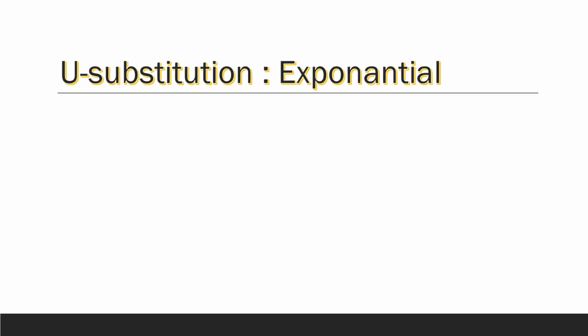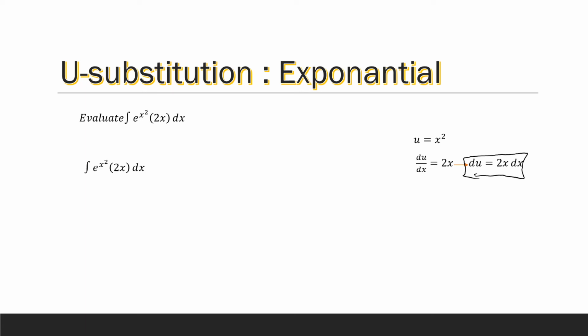After this, let's see the u substitution of exponential. This is the question. So we identify the u here, which is x squared. And then du per dx equals 2x, and du equals 2x times dx. And we write the question back. Then we substitute u inside it.